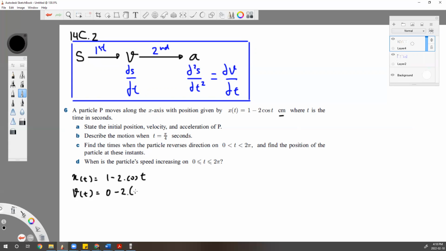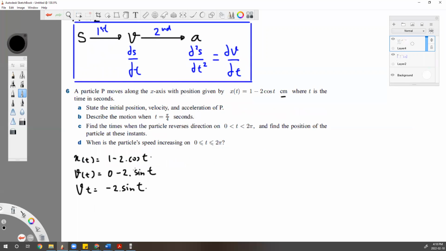Differentiate: 1 becomes 0, and minus 2 cos becomes negative sine. Remember this? Negative sine t. So you can simplify v of t equals negative 2 sine t. I did something wrong. Do you know what the differentiation of cos is? Negative sine. So it has to be plus.